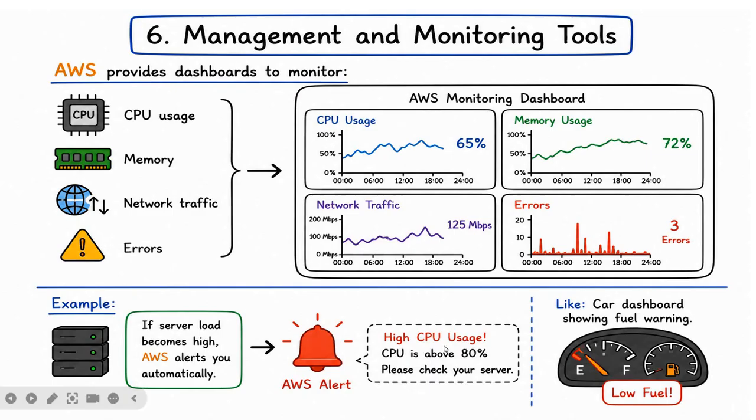And here administrators can define rules like CPU usage above 80%, or memory usage too high, or server not responding. If the conditions occur, AWS immediately sends an alert. Okay, so this is like a car dashboard showing a fuel warning. That is, if your fuel becomes low, that is, it is about to get empty, then you will get an indication of low fuel.